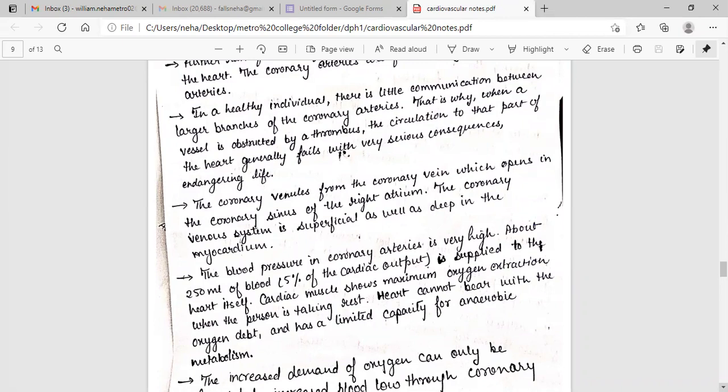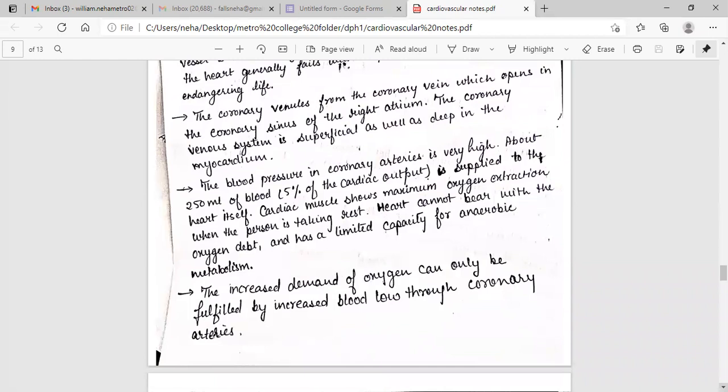Cardiac muscle shows maximum oxygen extraction even when the person is at rest. The heart cannot bear oxygen debt and has a limited capacity for anaerobic metabolism. The increased demand for oxygen can only be fulfilled by increased blood flow through the coronary arteries.